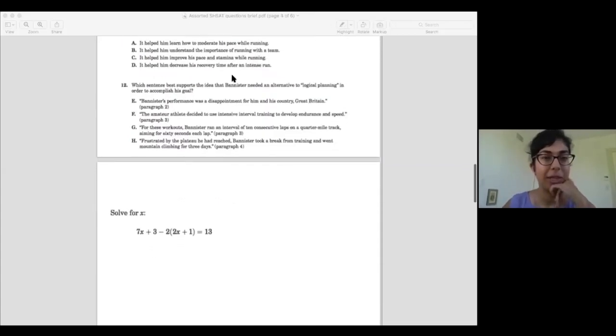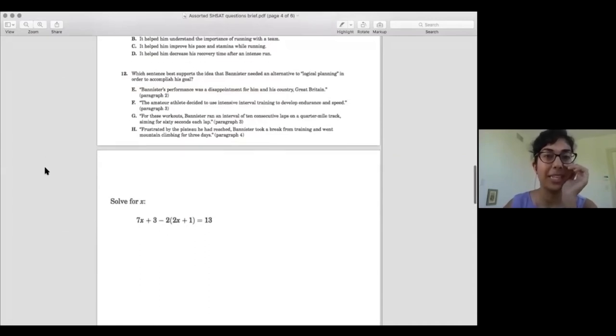Now, I know I said I would give you the answer to 12. So 12 is H. And in terms of why, we can't go into details, but H is going to be the one that does exactly what the question is asking. H best supports the idea that Bannister needed an alternative to logical planning in order to accomplish his goal. So sticking very close to the passage, right? And sticking very close to what the question is asking. Those are key.